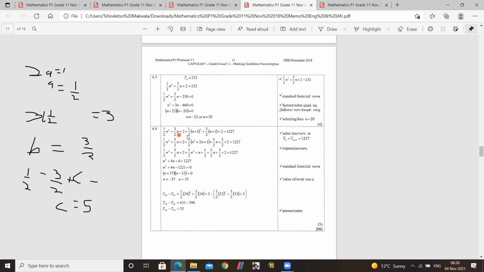Do you see this is the same? Let me just illustrate here. This portion here is the formula, and also this portion here is the next term plus the formula. So if you have, let's say, 4 here, this will be 5.